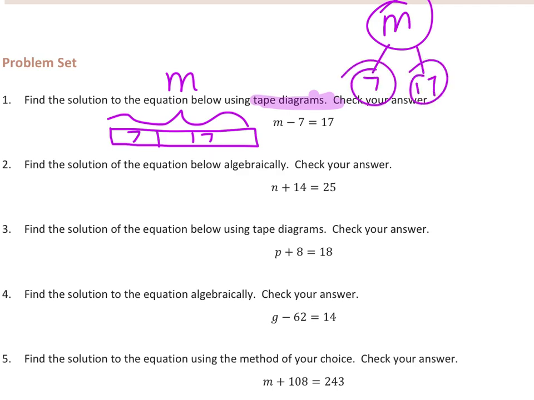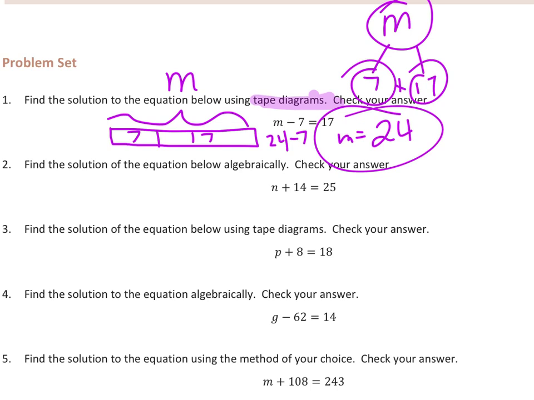And that really helps me see that I'm going to end up adding those together to get my total, because I know in subtraction, the whole amount, the total, goes first. It doesn't have to be a whole number, it could be a fraction or decimal. And then you take something away, a part, and you get a part. So this is what the tape diagram would look like. And 17 plus 7 would be how you'd get m, which of course is going to be 24. So m equals 24. And you can check your answer with 24 minus 7, and yes, you get 17.